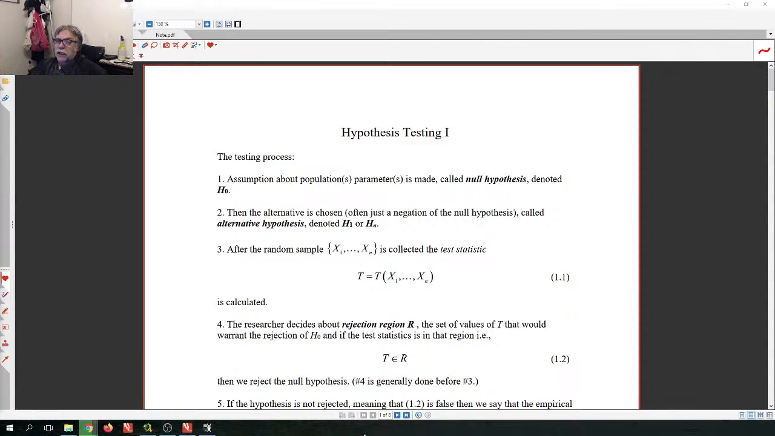You could have some claim about the population proportion, like, I don't know, the proportion of Americans that are smoking is 25%, all right? Something like that. That will be called a null claim or a null hypothesis.